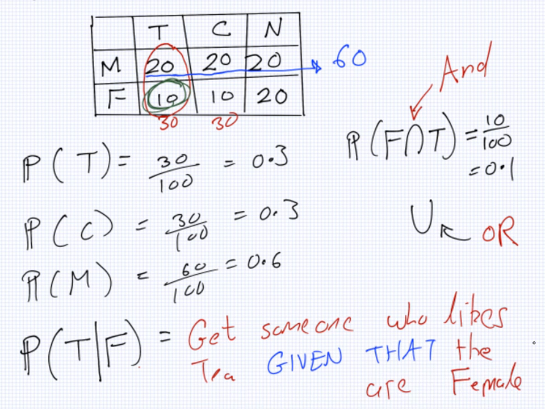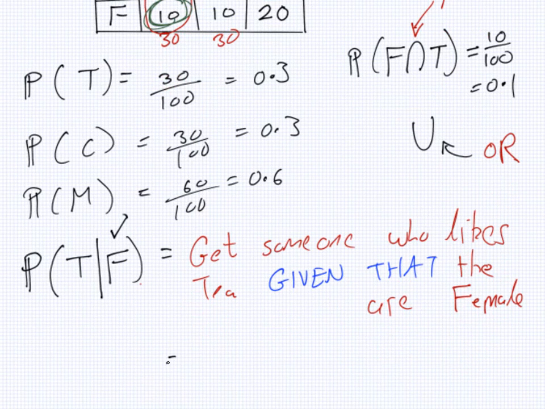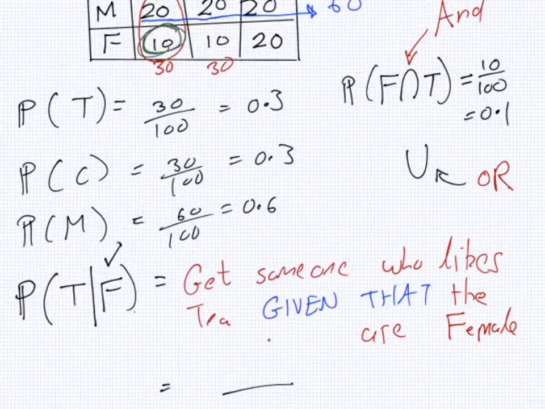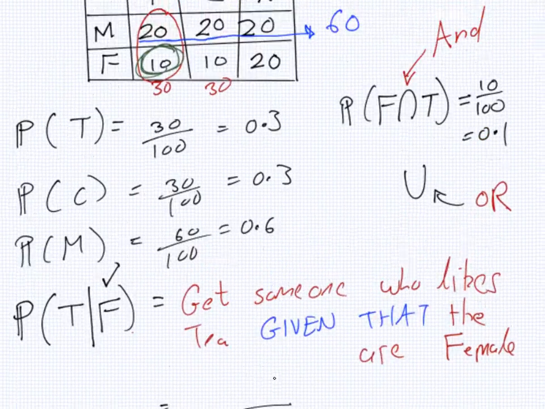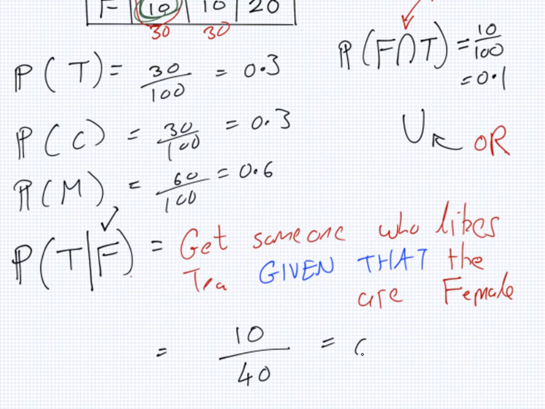What I mean here is that you know in advance that they're female. You're only looking at the probability of someone liking tea among the female participants. It's something that you already know. So now you're not thinking about the possibility of getting a male, because you're only looking at the results from the female people who responded. In this case, how many females were there? 40 females. And how many of them liked tea? 10. So in this one it's 0.25.